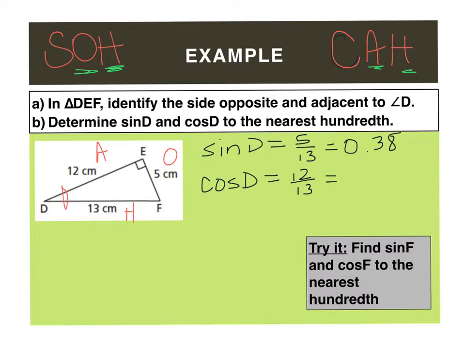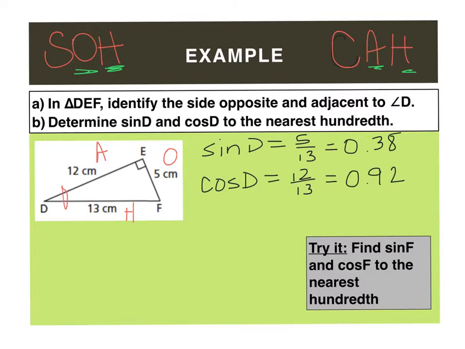It's 0.92. You'll notice these numbers, cosine and sine, are always going to be little decimals under 1, like 0.4 or 0.5, 0.6. They're never going to be higher than 1. Why did I use 12? Because of SOHCAHTOA, it's CAH, so it's A over H. That's a good question though. It's tricky at first.